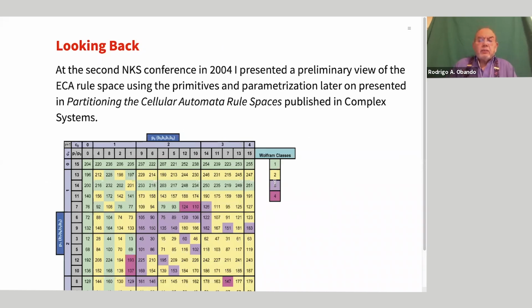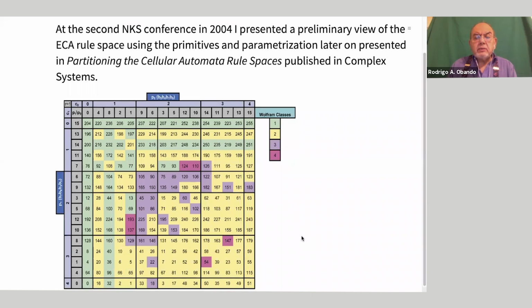Looking back to 2004, I presented a preliminary view of this rule space, where I ordered the rules. These are the primitives, by the way. These are the different primitives, and these are the primitives for piece of 1. I have functions that combine them so that they create all the rules in between. I ordered the rules in such a way that you could identify, for instance, these are large class 2, this over here is all class 3, all this side is class 1, etc. To me, it was very interesting.